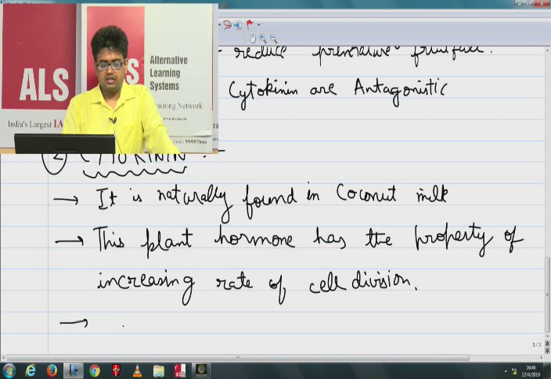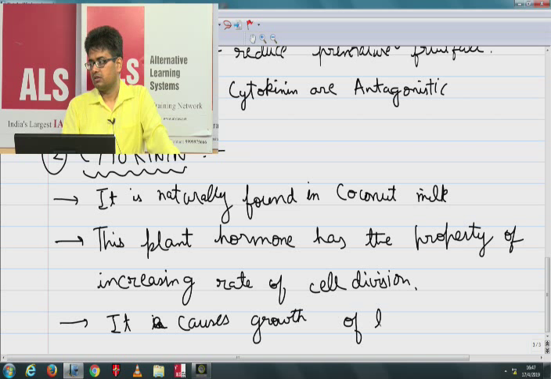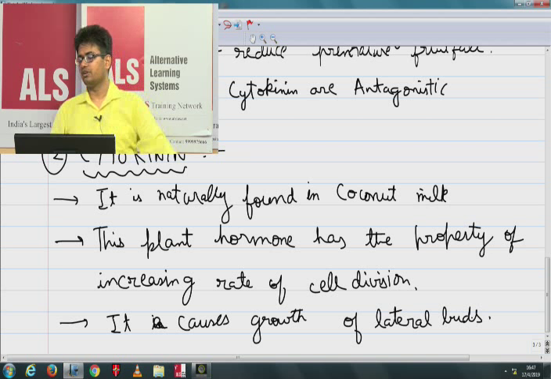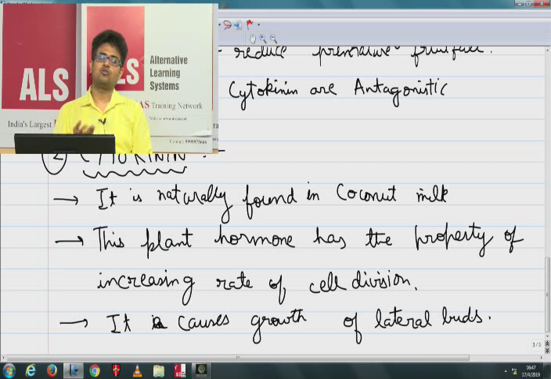Cytokinin has the property of increasing cell division. It causes growth of lateral buds. Where can you get coconut milk? Coconut milk is nothing other than coconut water. Coconut water is equal to coconut milk. They are one and the same thing.